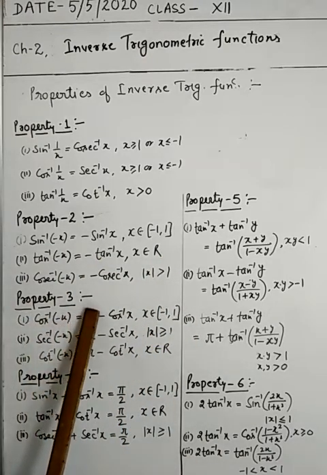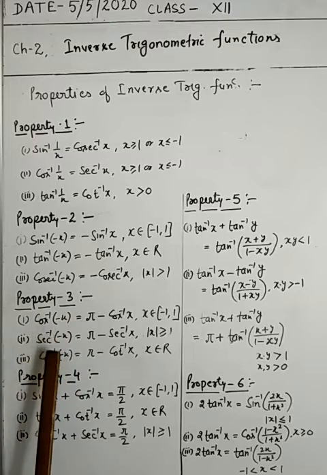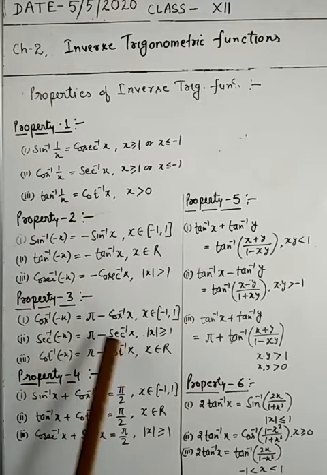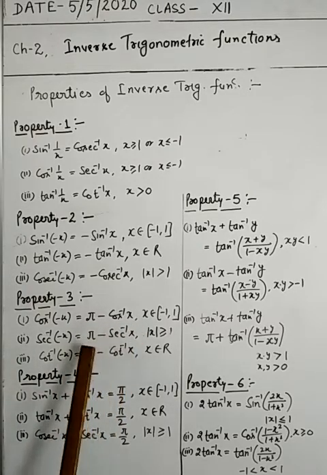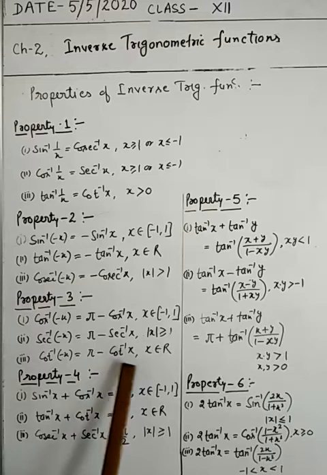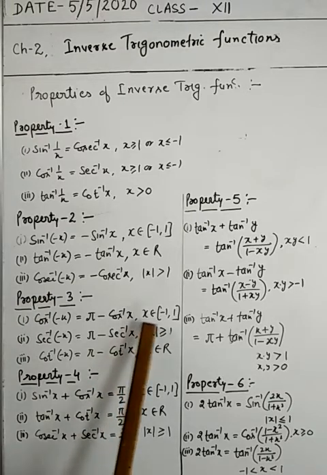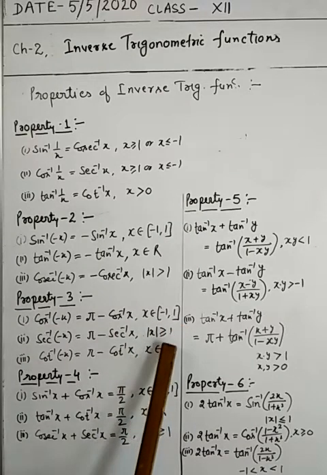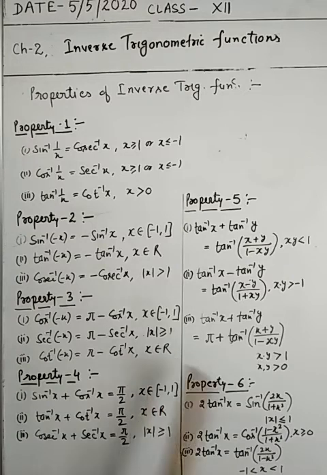In property number 3, cosec inverse minus x, sec inverse minus x, cot inverse minus x. Here we get pi minus cosec inverse x, pi minus sec inverse x and pi minus cot inverse x. And the conditions are, for the first, x belongs to minus 1 to 1, for the second modulus x greater than or equal to 1, and for the third x belongs to real numbers.